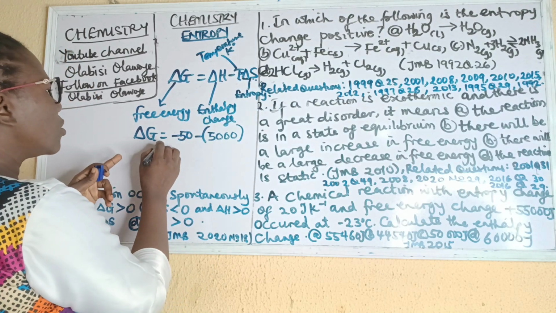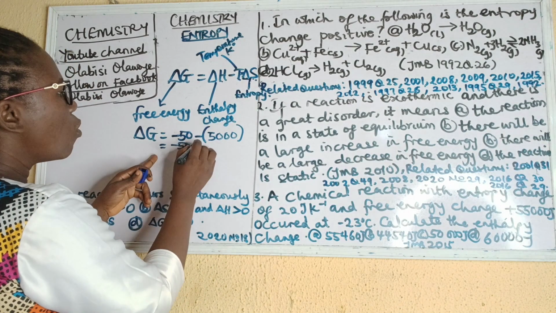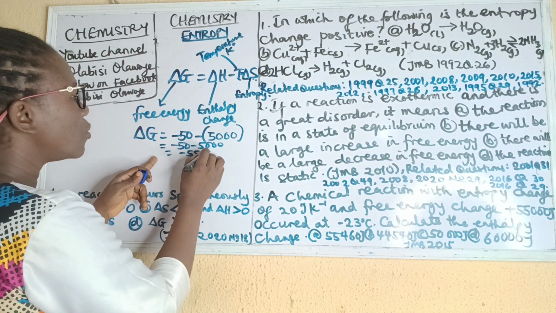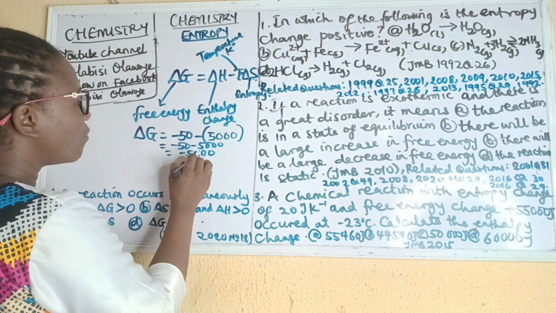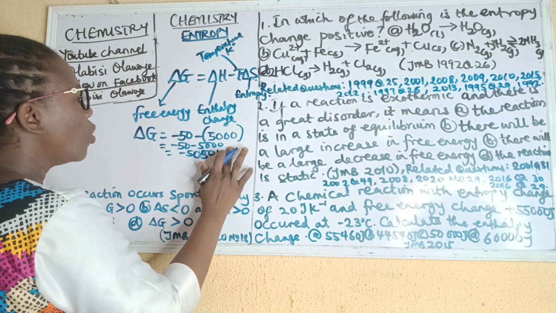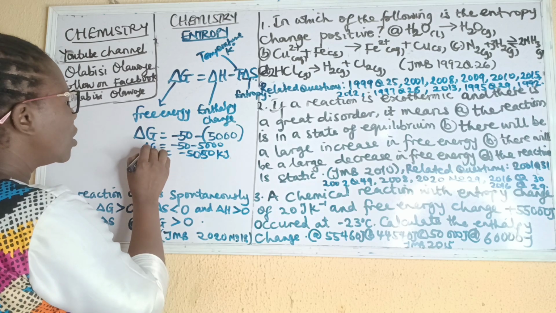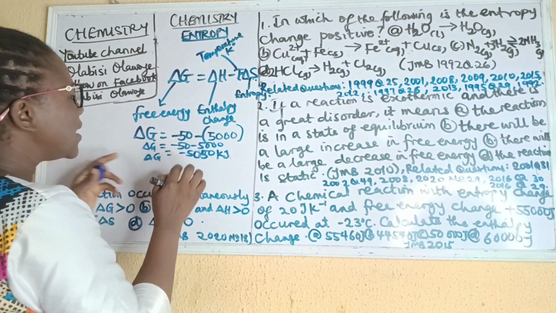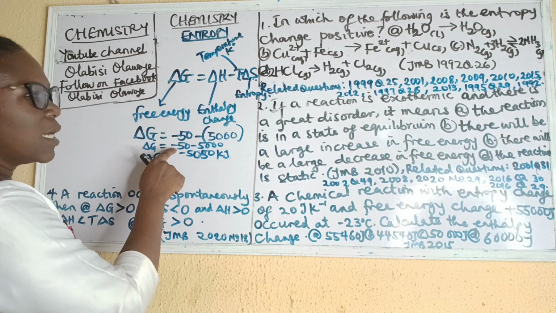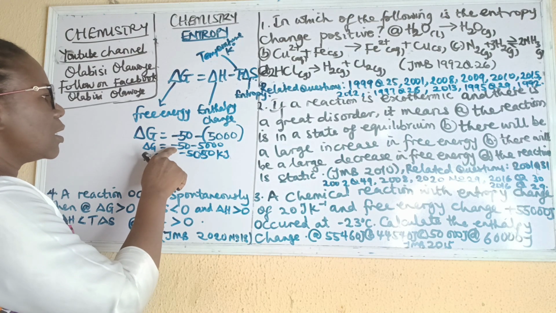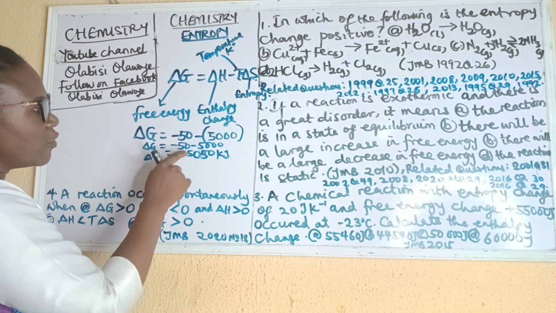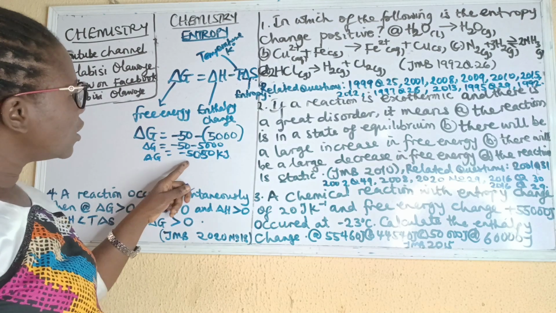Now, having done this, by the time you open the bracket, you're going to get a negative value here, minus 5050 kilojoules, which is the free energy. Now, if free energy here is negative, which is a result of the fact that ΔH, the enthalpy change, is negative, it means G's free energy will be negative.